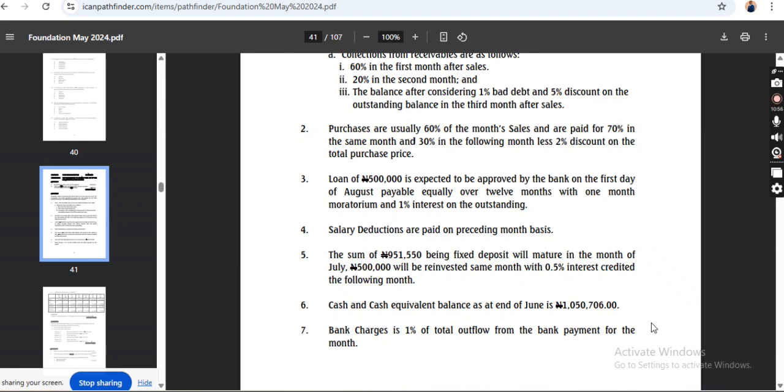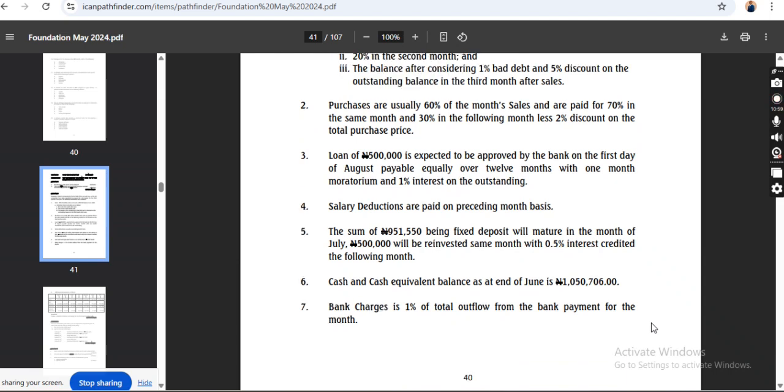Cash and cash equivalent balance as at the end of June is this. So this is the cash and cash equivalent, just like the way I explained in our previous lecture, right? That it is possible to have a cash balance, and it is possible to have an overdraft as a balance, right? So the next is what?